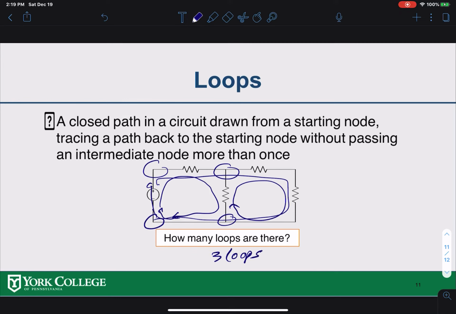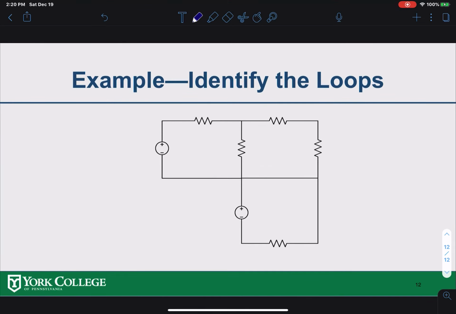You also notice that a loop can have another loop inside it. There's a loop over here, and this loop has other loops inside it. A loop can contain another loop inside it as long as you are not passing a particular node more than once. If you look at here, how many loops are there? We're going to ask you in class, see if you can find how many loops are in this circuit.